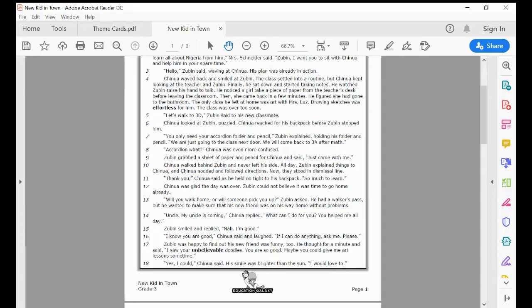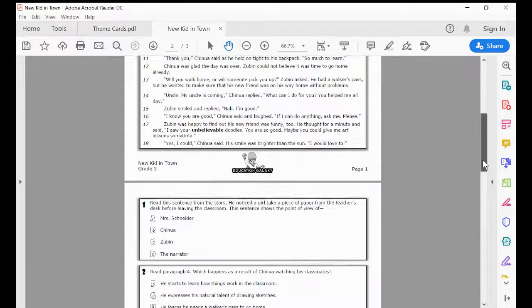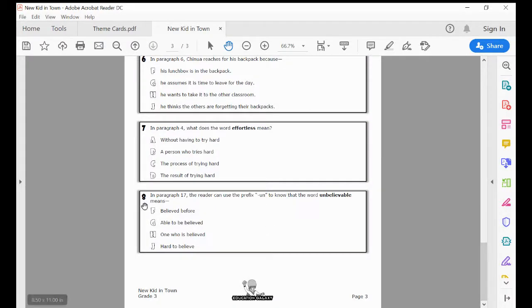So again, it did ask later about the unbelievable doodles. So they're so unbelievable. Think about what that un means. That un is a prefix that means not. So not believable. So which answer here means not believable?